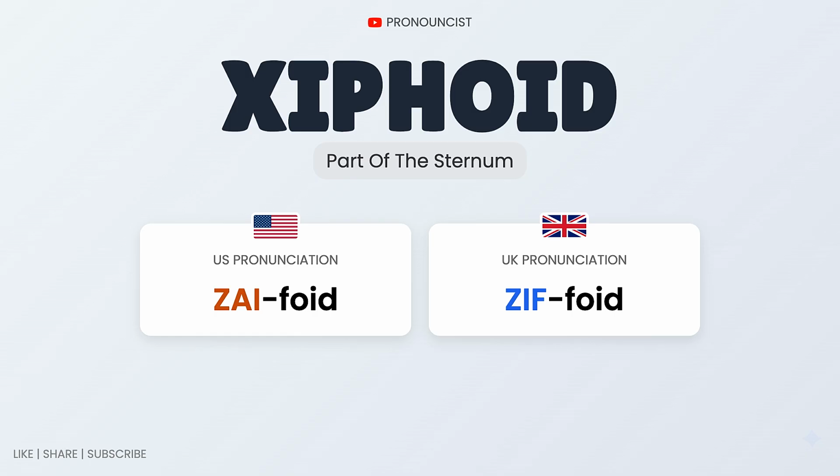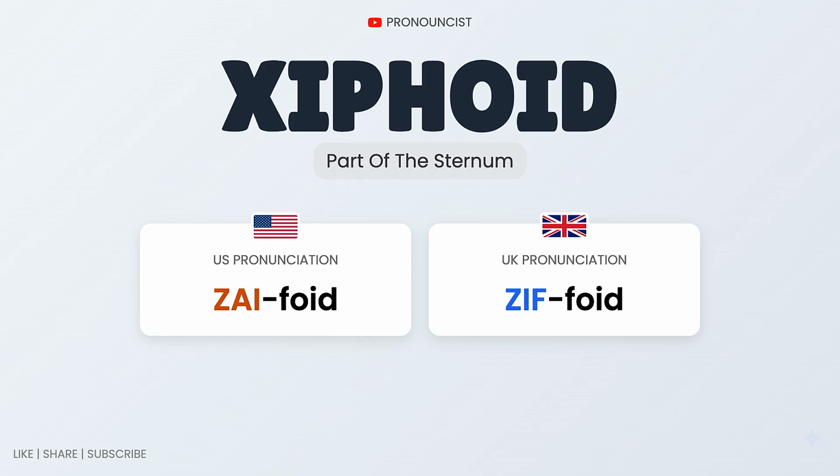Zif, foid, xiphoid. Stress: Xi in US, Zif in UK. Xiphoid. Practice repeatedly and you'll soon be able to say this word perfectly.